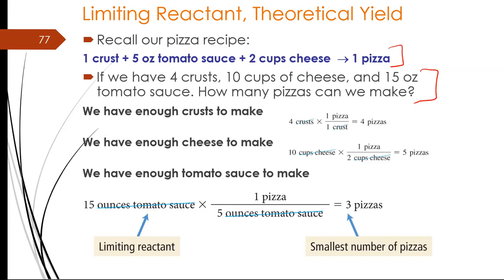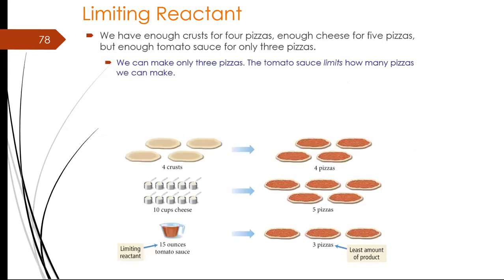So our crusts will make 4 pizzas. Our cheese will make 5 pizzas, and our tomato sauce will make 3 pizzas. So our limiting reagent or limiting reactant for this is going to be the one that makes the fewest number of pizzas. So in this case, that's our tomato sauce. So we're running out of the tomato sauce first, and so that's why we can only make 3 pizzas. So our theoretical limit is 3 pizzas based on the ingredients we have. And then we would have cheese and crust left over.